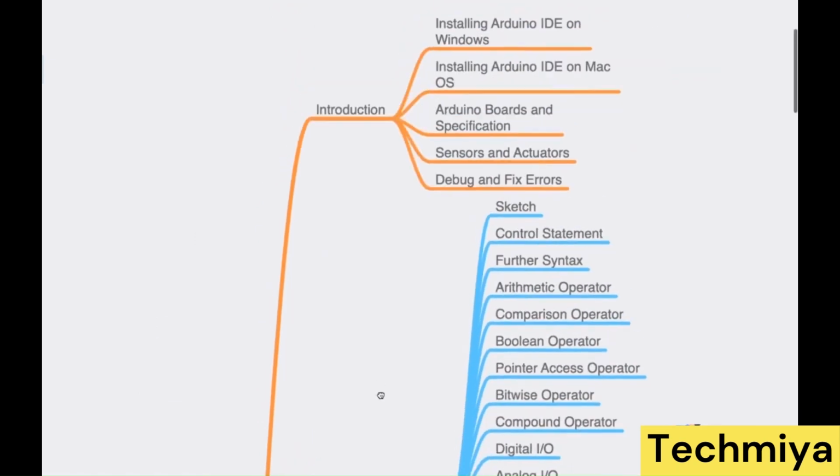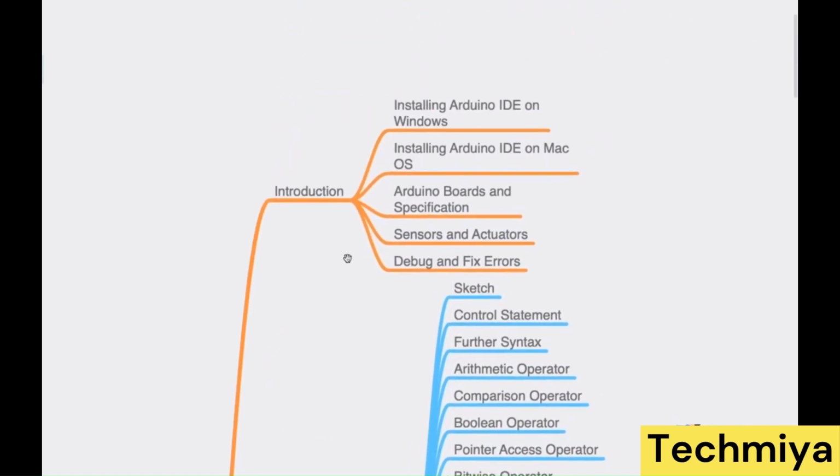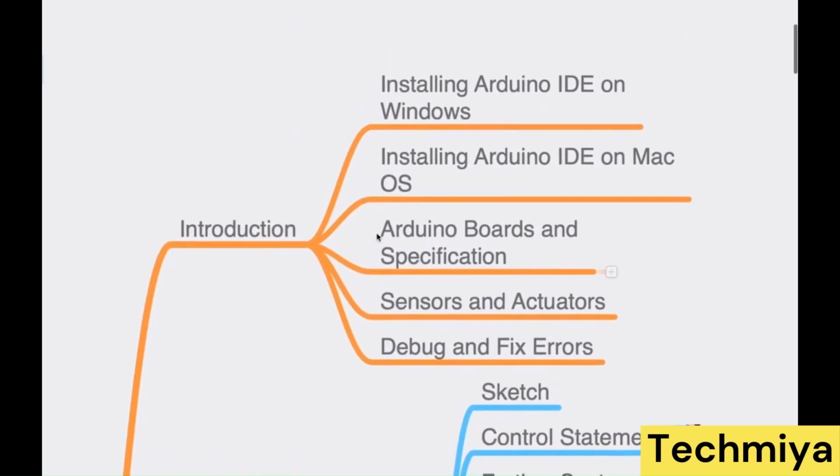with the basics introduction. Coming to the introduction, we'll be learning how to install Arduino IDE on Windows, then installing Arduino IDE on Mac OS, then the Arduino board's specification, and then sensors, what are actuators, how to debug and fix errors in upcoming videos. Next, we will be learning about Arduino programming.